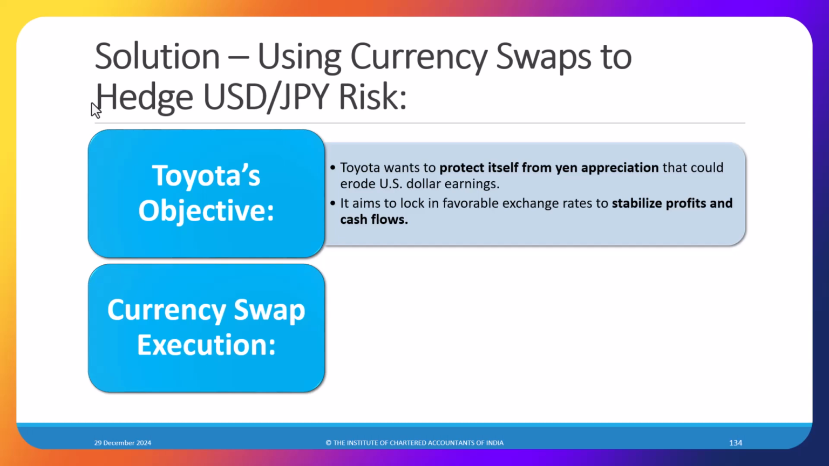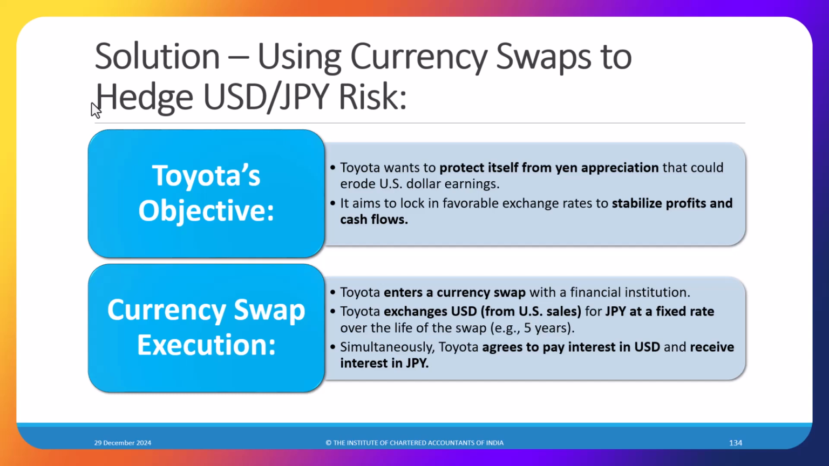Toyota enters a currency swap with a financial institution, with any bank or financial institution. Toyota exchanges US dollars from the US sales which they are going to make for JPY, that is the Japanese yen, at a fixed rate over the life of the swap, for example, 5 years.